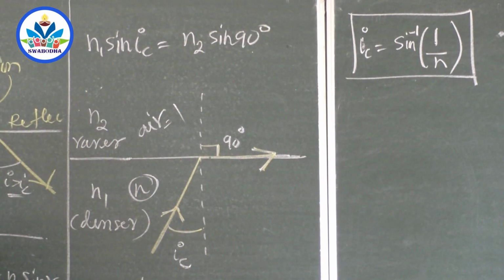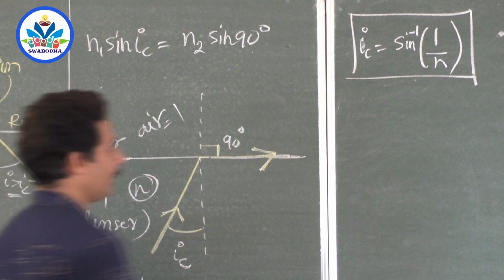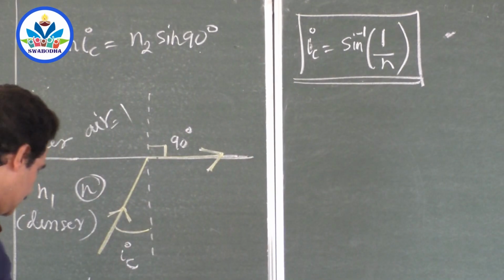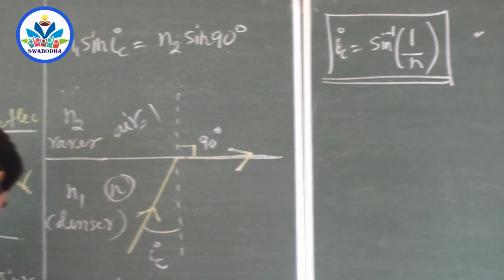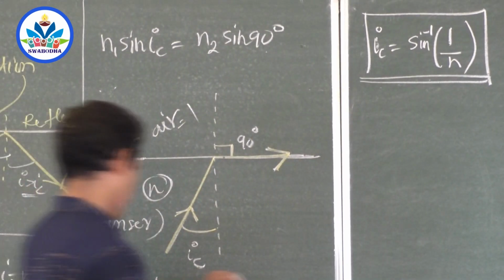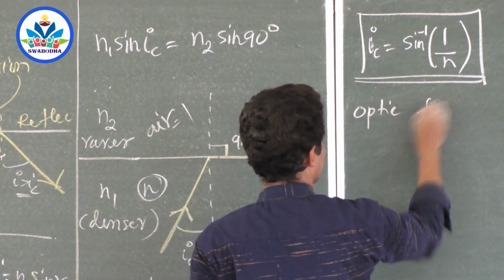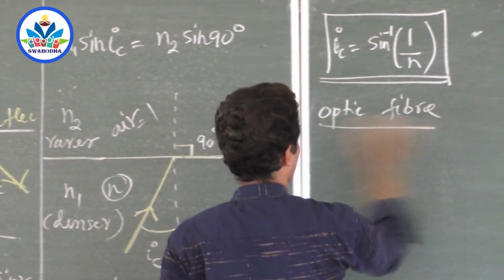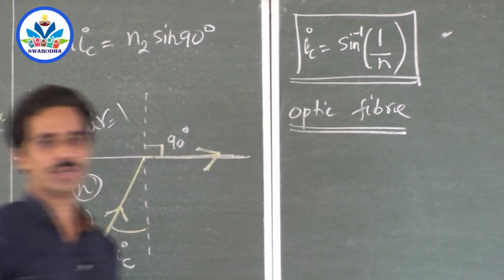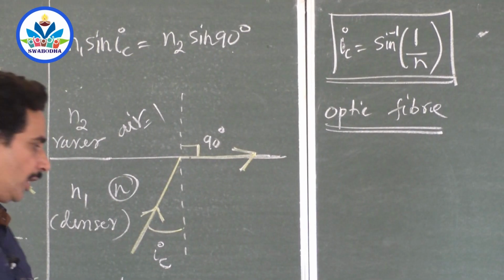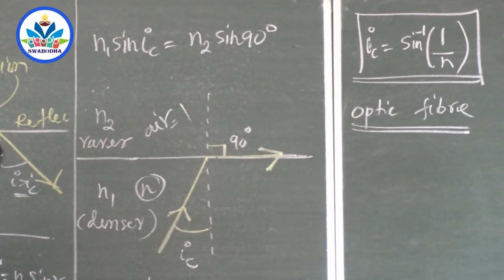Now let me see one application of total internal reflection. One application is the optic fiber, optic fiber cables. So where do we use total internal reflection? What are optic fibers? Optic fibers are small cables.